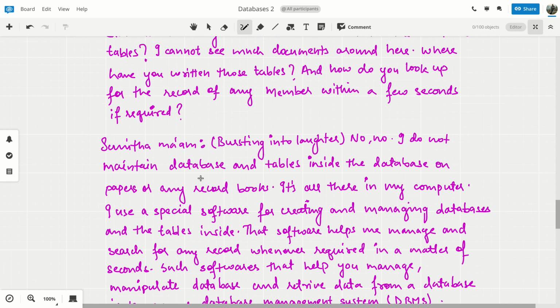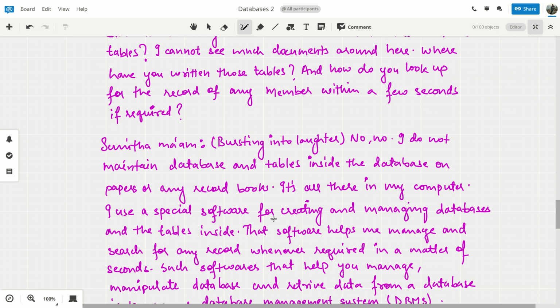No, I do not maintain databases and tables inside the databases on papers. So what she meant was, she doesn't do it on papers. She doesn't have any papers or any record books for that. So it's all there in my computer, she said. That means everything she was referring to was in digital format. Okay, so that's why the papers were not there and there were no record books around her.